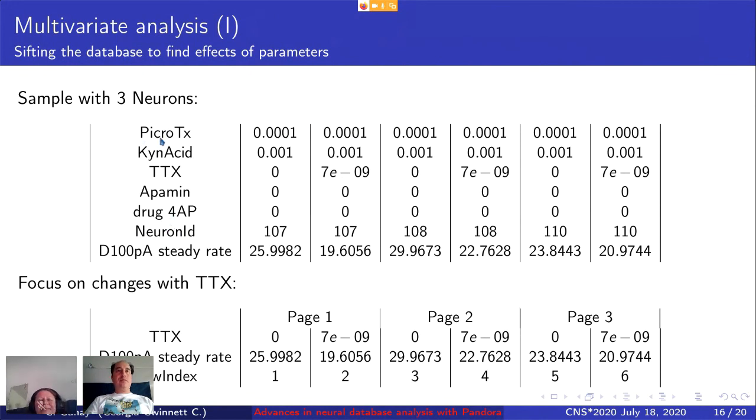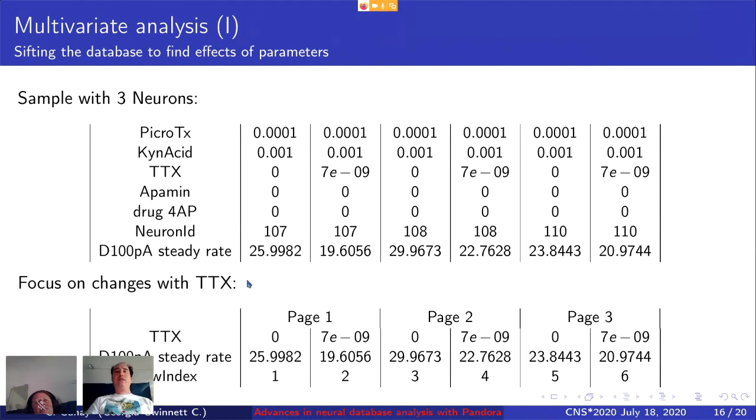Here you can see some experimental data that you just saw the graph from. There are different chemicals applied to a preparation, and these are the different experiments. So this is experiment 107, or neurons 107, 108 and 110. And these are the firing rates measured for these different combinations. Now, if I want to focus on TTX, I can just extract the TTX column, and I do a multivariate analysis.